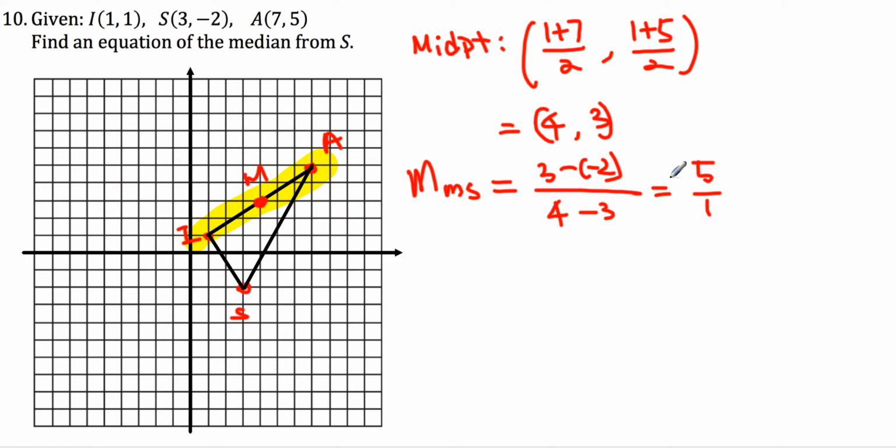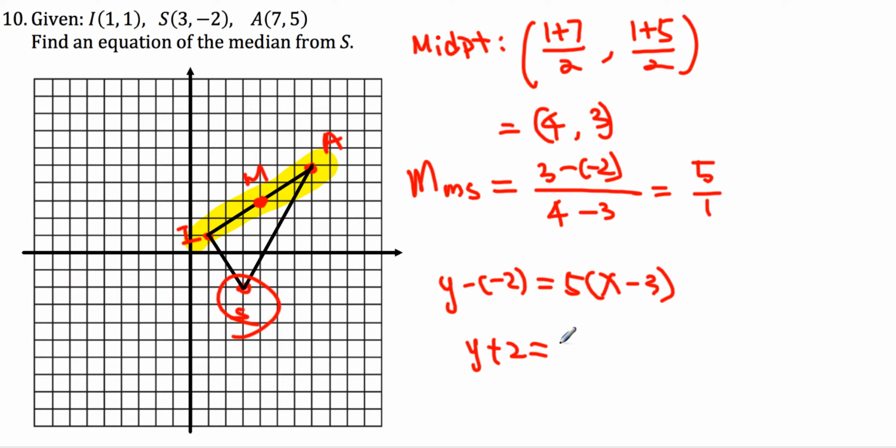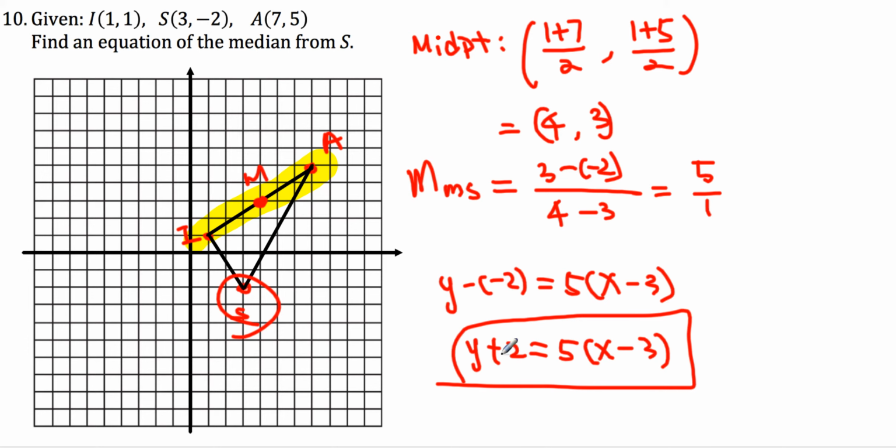Then we're going to use the point slope form starting from S. So we get y minus negative 2, which is equal to slope 5 multiplied by x plus 3. Actually, it should be minus. Alright, then here we get y plus 2, which is equal to 5 times x minus 3. And that becomes our final answer.